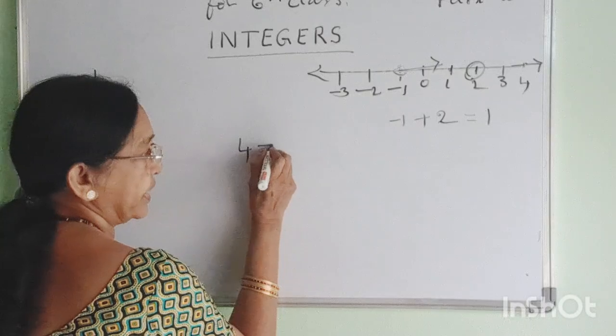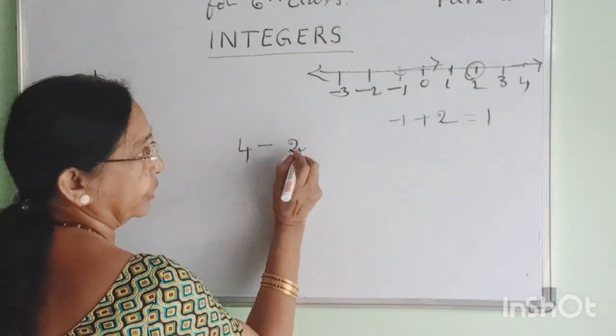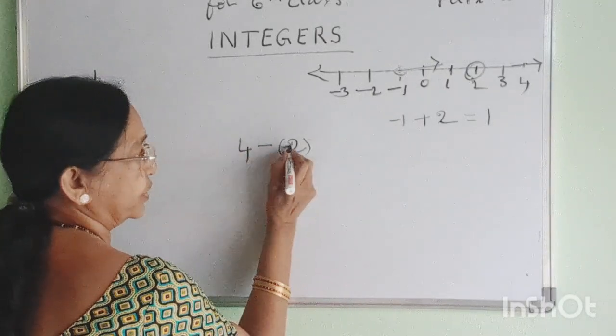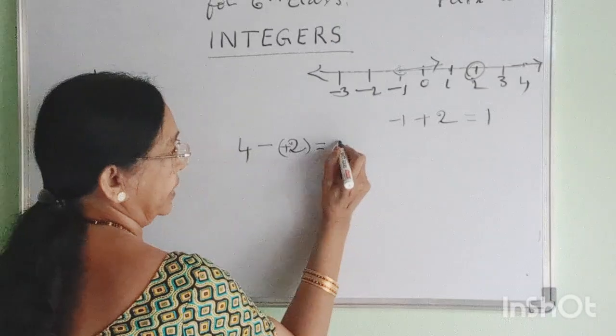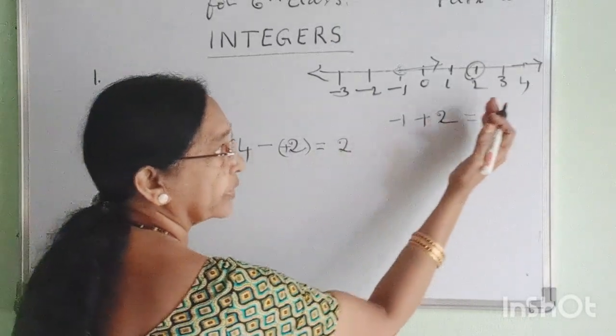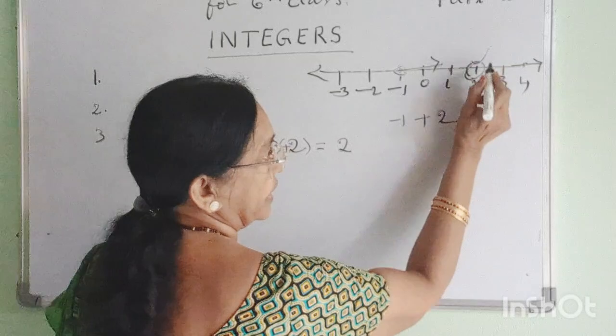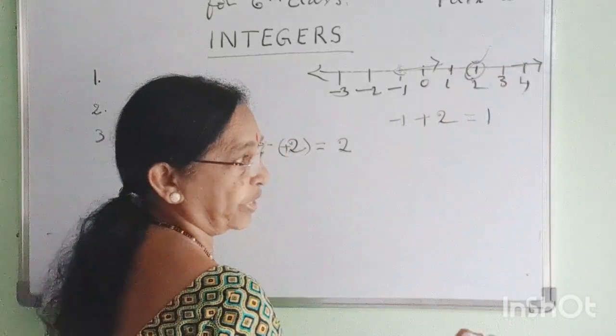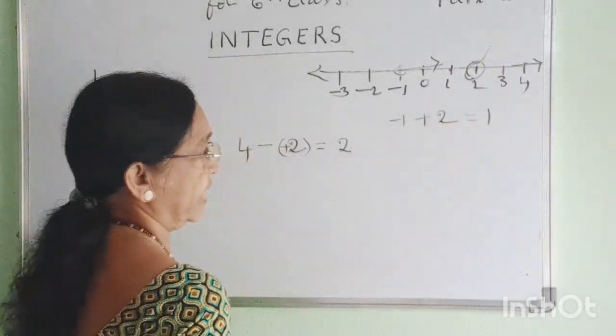and we will subtract a positive number, plus 2. Then the result is 2. So if we subtract a positive number, the result will be on the left hand side. Therefore, this is the result, and 4 is the number we have taken. So it is on the left hand side.